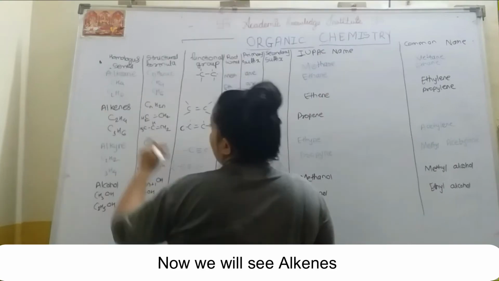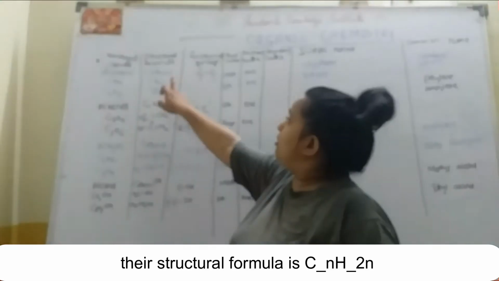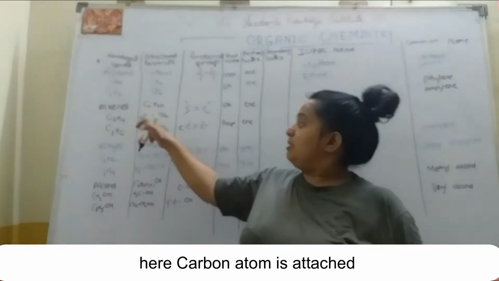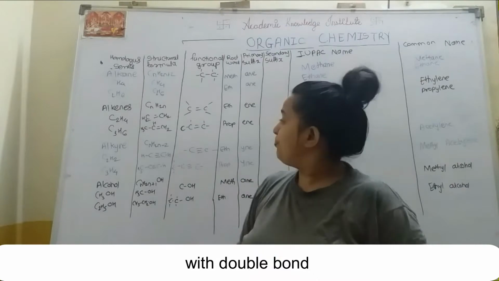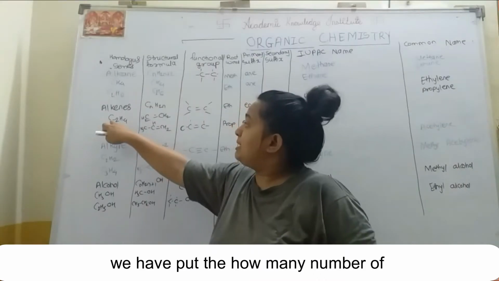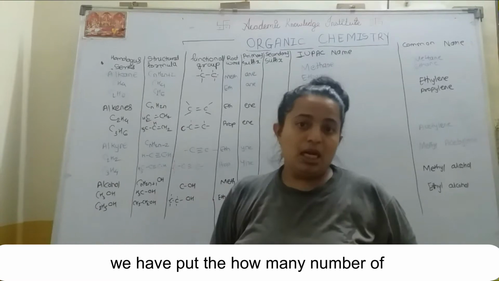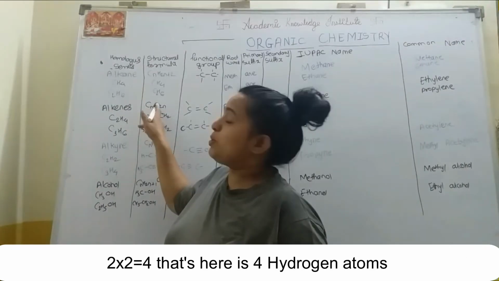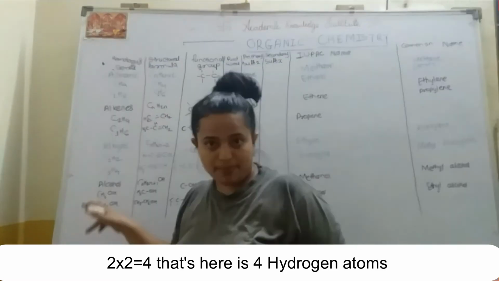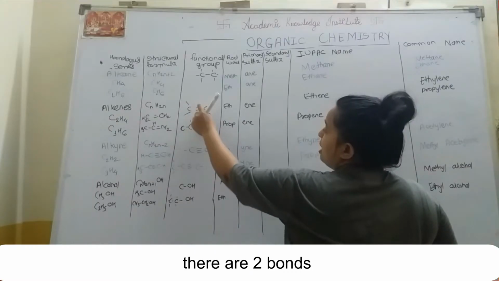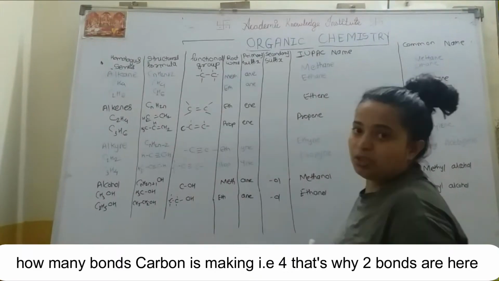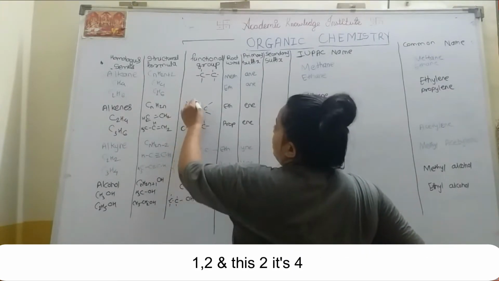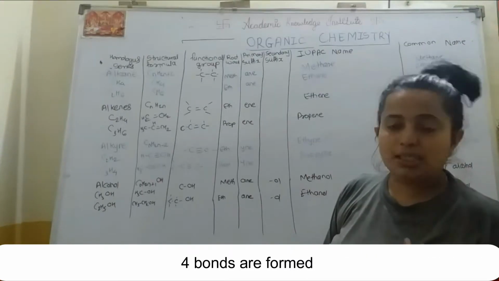In alkenes, the structural formula is CnH2n. Here the carbons are attached with a double bond, so that's why we have written it like this. Again in n we have to put the number of carbon atoms. There are 2 carbon atoms, so 2 into 2 is 4. So there will be 4 hydrogen atoms. There are 2 bonds between the carbons. How many bonds is carbon making? 4. So 2 bonds are here, 1, 2, and then like this. So 4 bonds is sufficient.